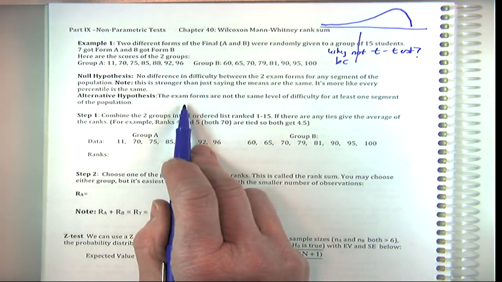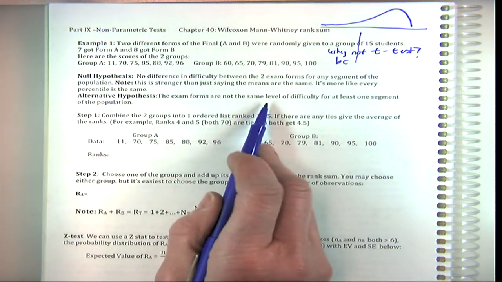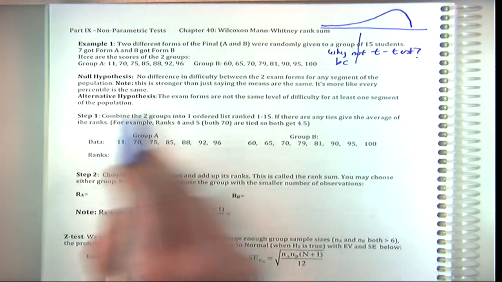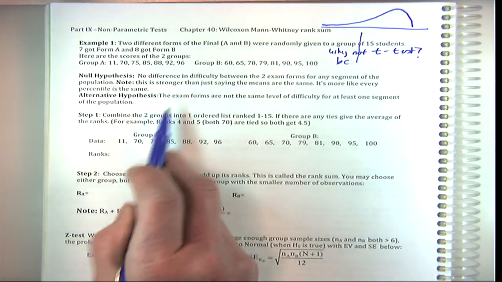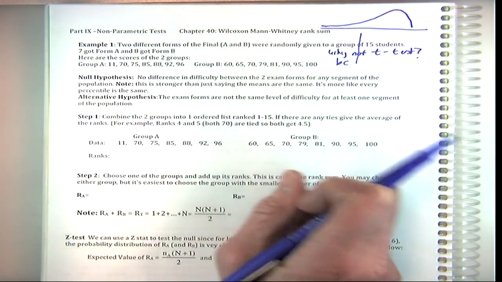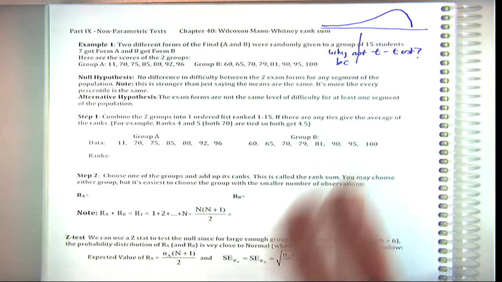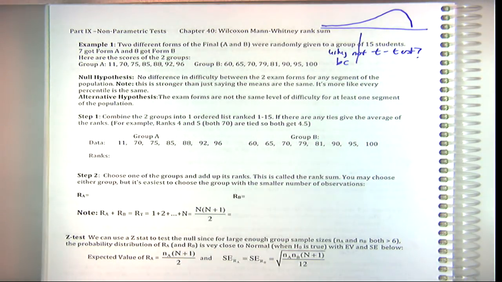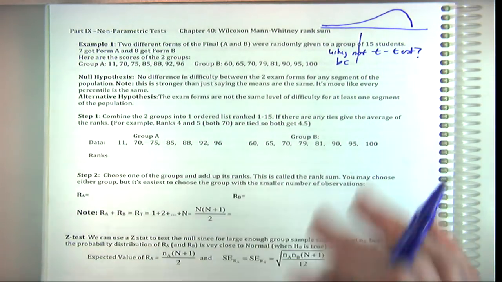The alternative is that the exam forms are not the same level of difficulty for at least one segment of the population. So what I'm saying is that this has the power to detect, even if the means are the same, differences in distributions. Not always, but some differences in distributions. We'll look at that later.